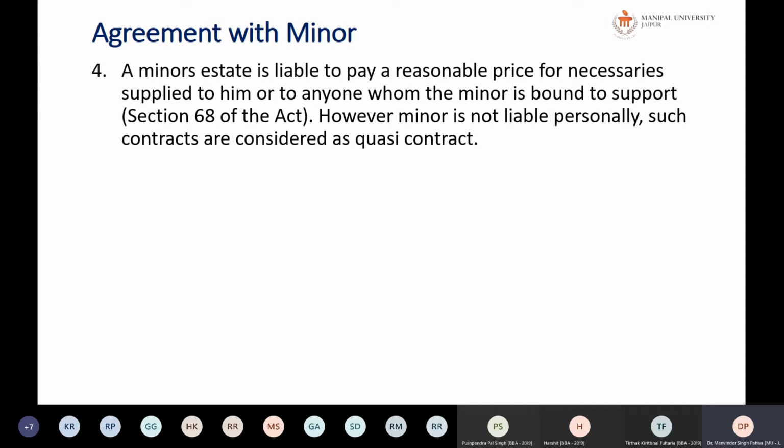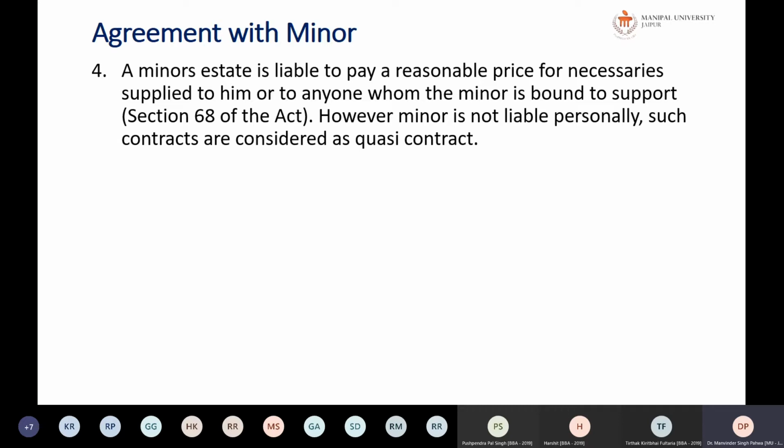But the thing should be necessary, meaning it should be a necessity. For example, you find some minor somewhere and you ask him to go home, or he might have left home, or you are trying to send him home, and you have booked a plane ticket. So a plane ticket will be a luxury, not a necessity. Now here, if you have booked a plane ticket, you cannot recover it from him. But yes, for the bus ticket or the train ticket, which is a reasonable price for the necessity which you are providing him, you are entitled to that.